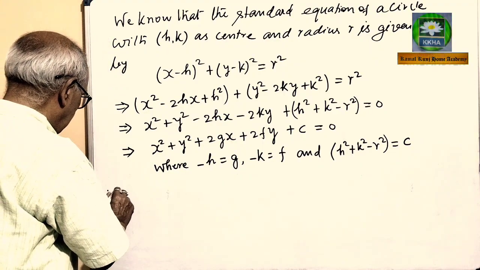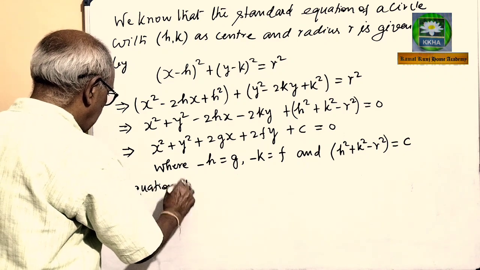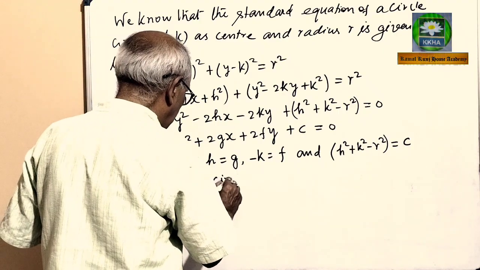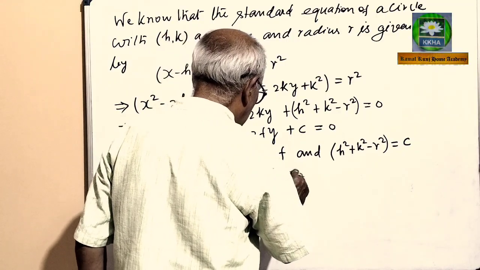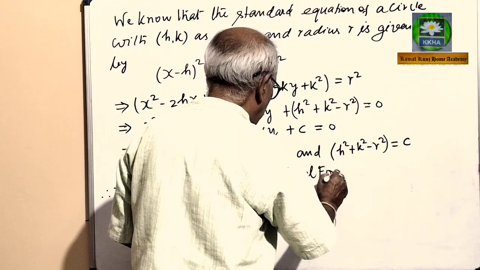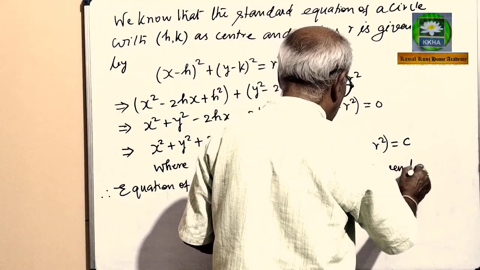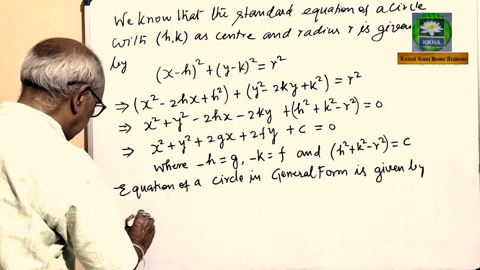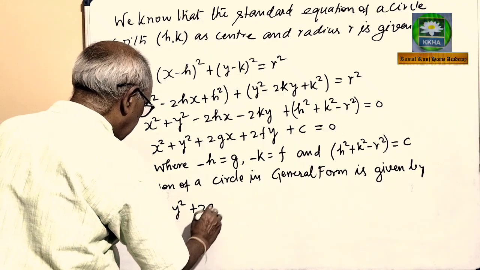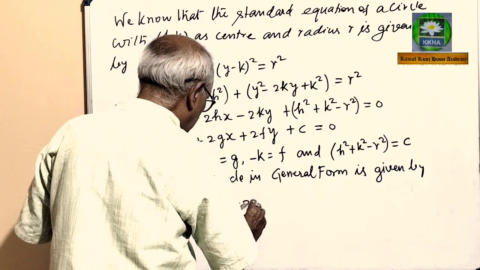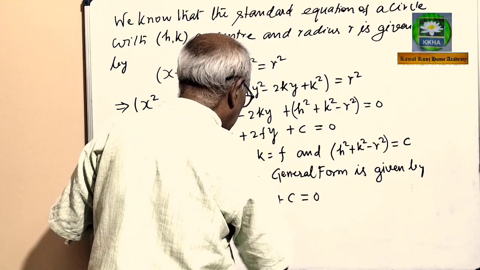Therefore, the equation of a circle in general form is given by x square plus y square plus twice gx plus twice fy plus c equal to 0.